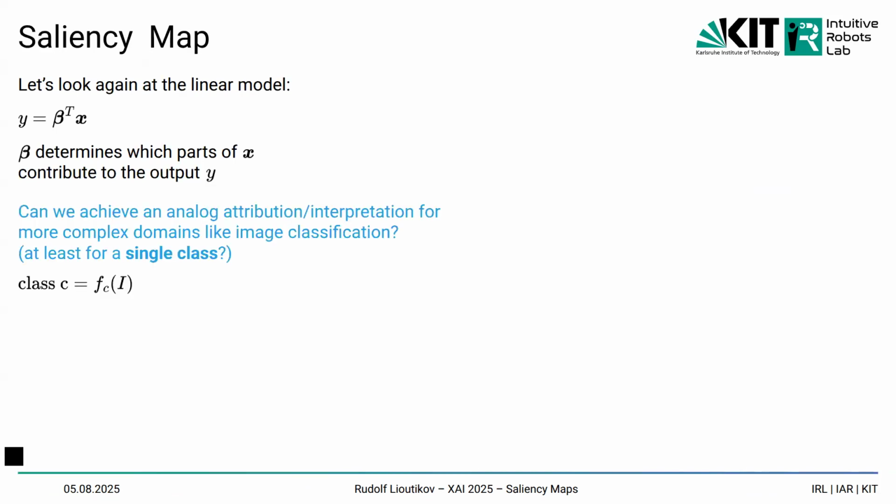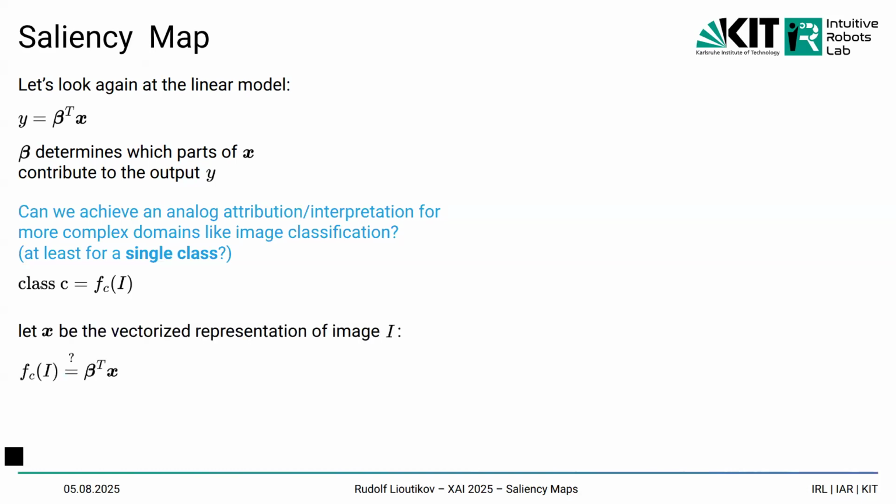But the question is still, can we achieve something analogous to this linear classification for complex domains such as images? In particular, we for now want to look at individual classes. Even if we cannot answer this in general, let's look at one particular class for now. So we have our class C, and the classification of class C is subject to FC with respect to I.